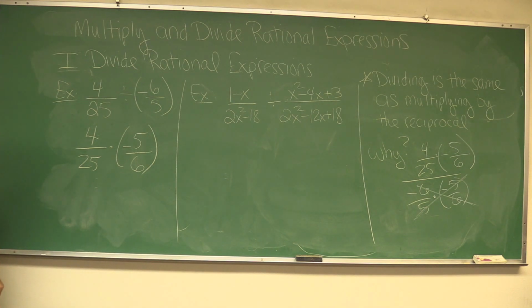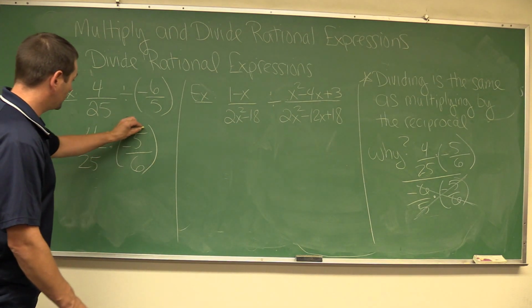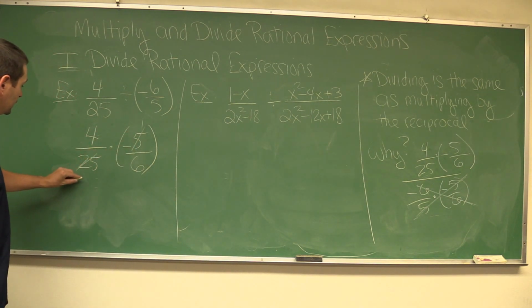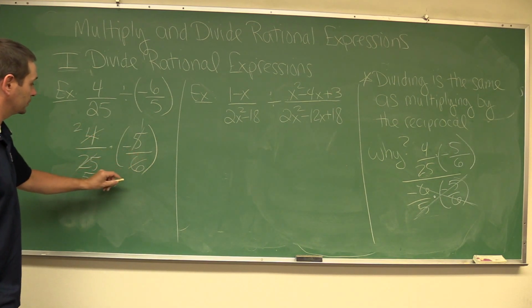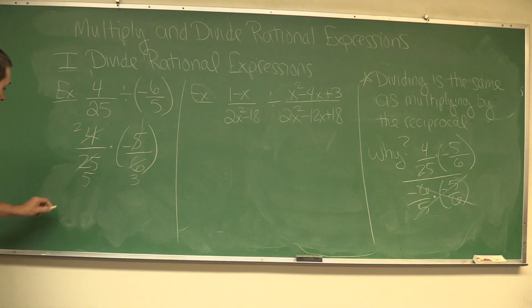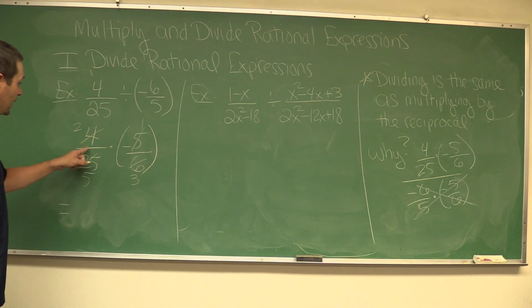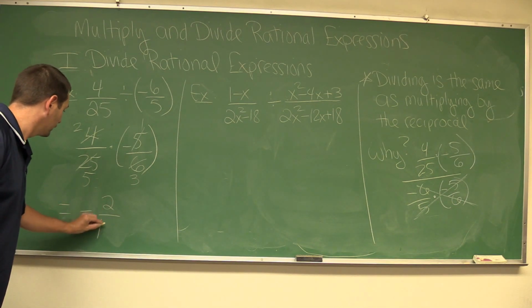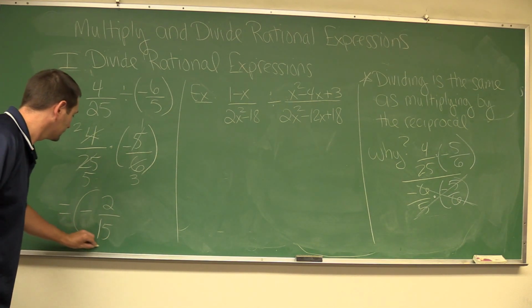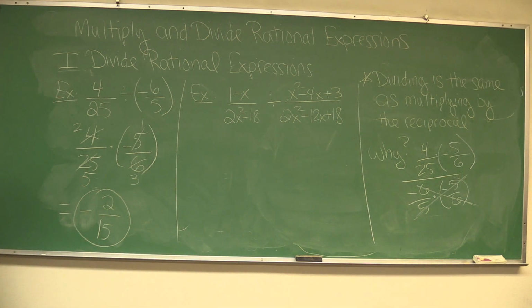Now I'm just going to treat it like we did last section. I can go, cool, 5 goes into 5 once, 25 5 times, 2 goes into 4 twice, goes into 6 3 times. I can multiply straight across. Positive times a negative, I'm going to end up with a negative 2 over 15. And that's all I have to do for this type of a problem. Now that's a numeric example.